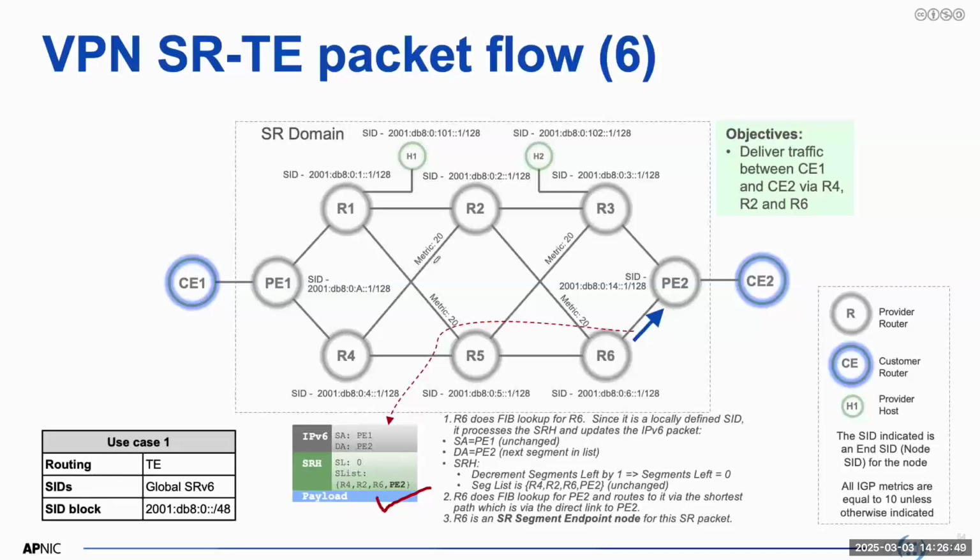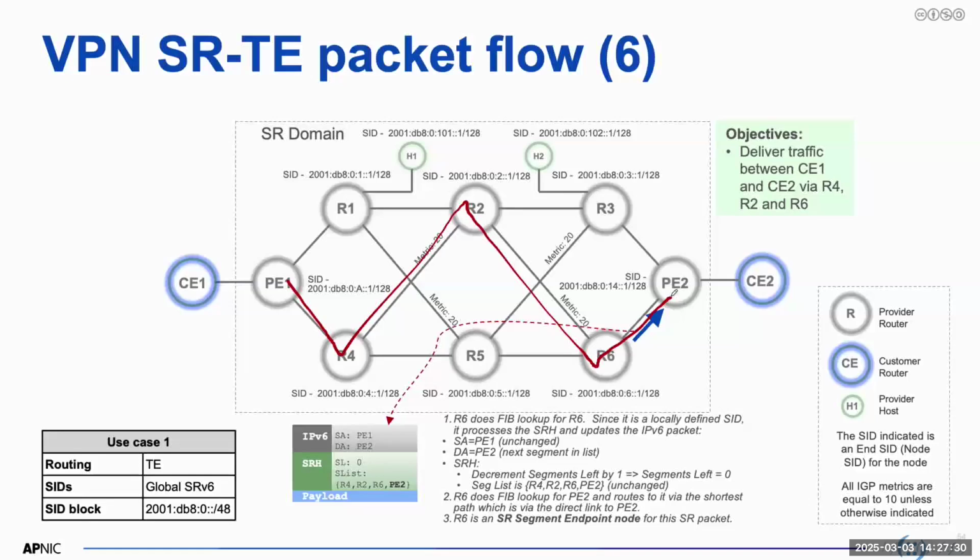So in this case, even though you are seeing it going from R2 to R6 and P2, the metric here is like 20 and 10, 30. Here it is only 20 if we take this path. But it is not taking the path from R3 to R5. The next example is based on the shortest path. In this case, our objective was actually to deliver traffic via R4, R2, R3. So that's why we have to give the list of segments R4, R2, R6 and PE2. Only then can we achieve it.